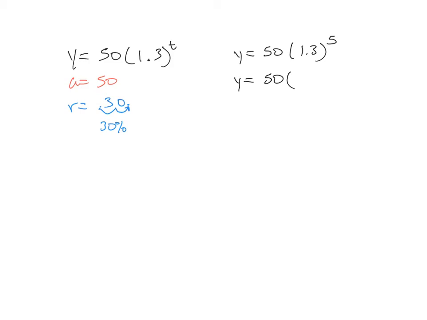1.3 to the 5th power, and I get 3.71 times 50, and I got 185.5. Okay, so always exponent first, then multiply at the end.